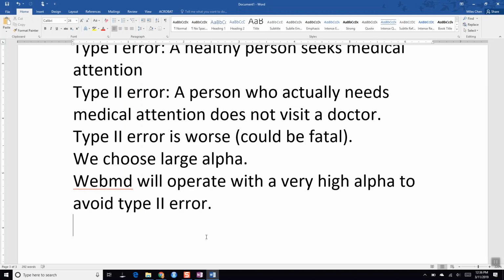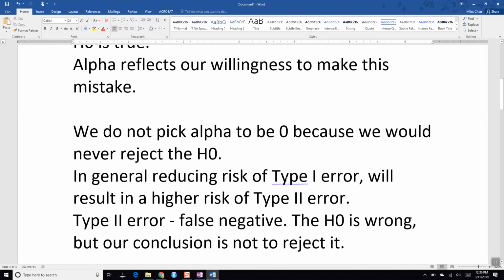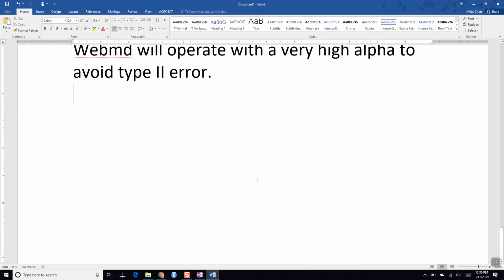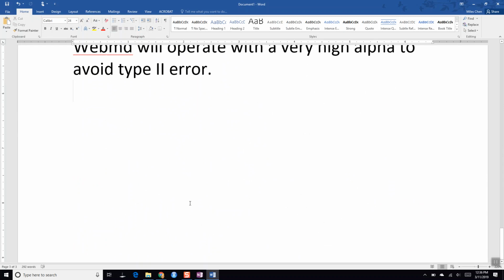Okay. Anyway, is that okay? I don't know. Do you have more questions about this p-value stuff? All right. It should have been covered in your intro class.